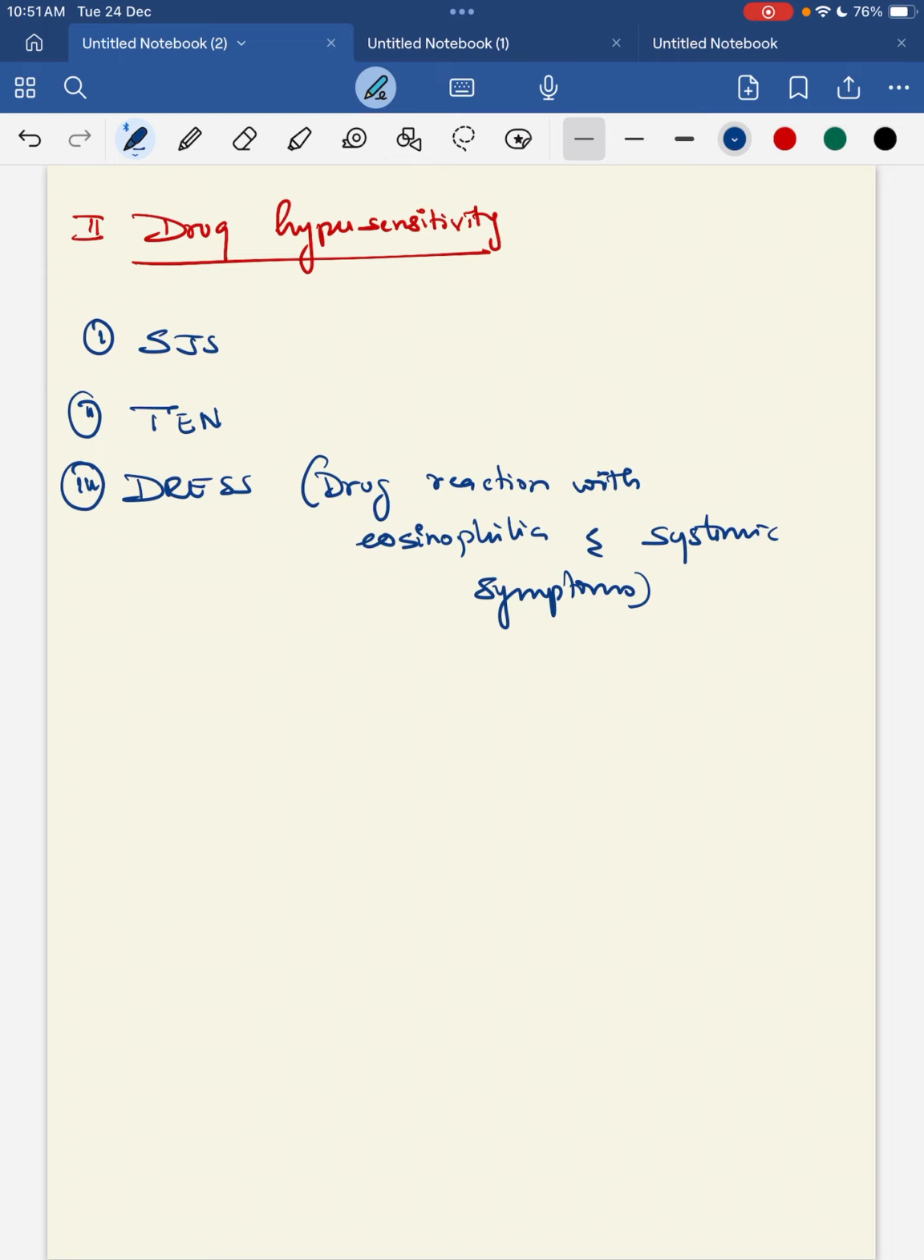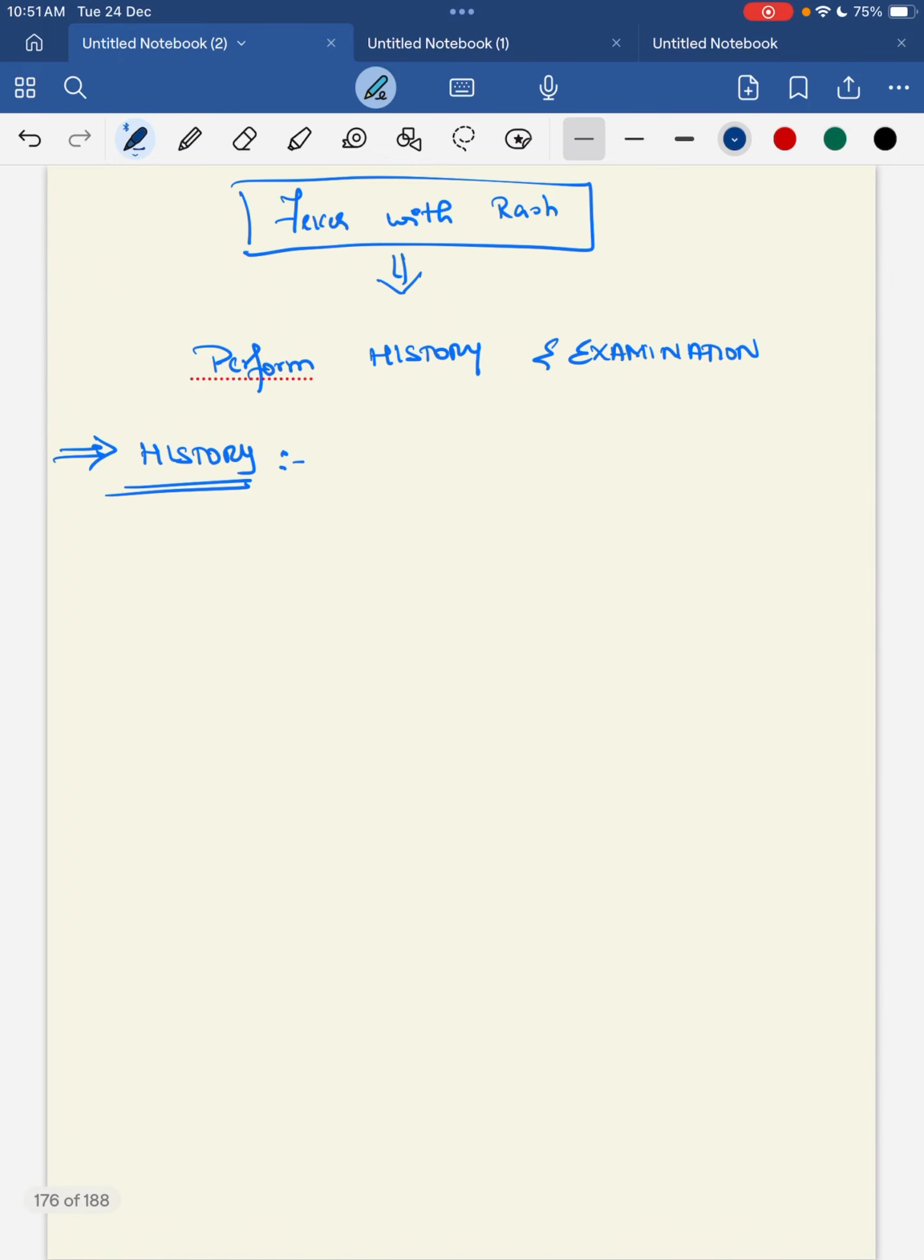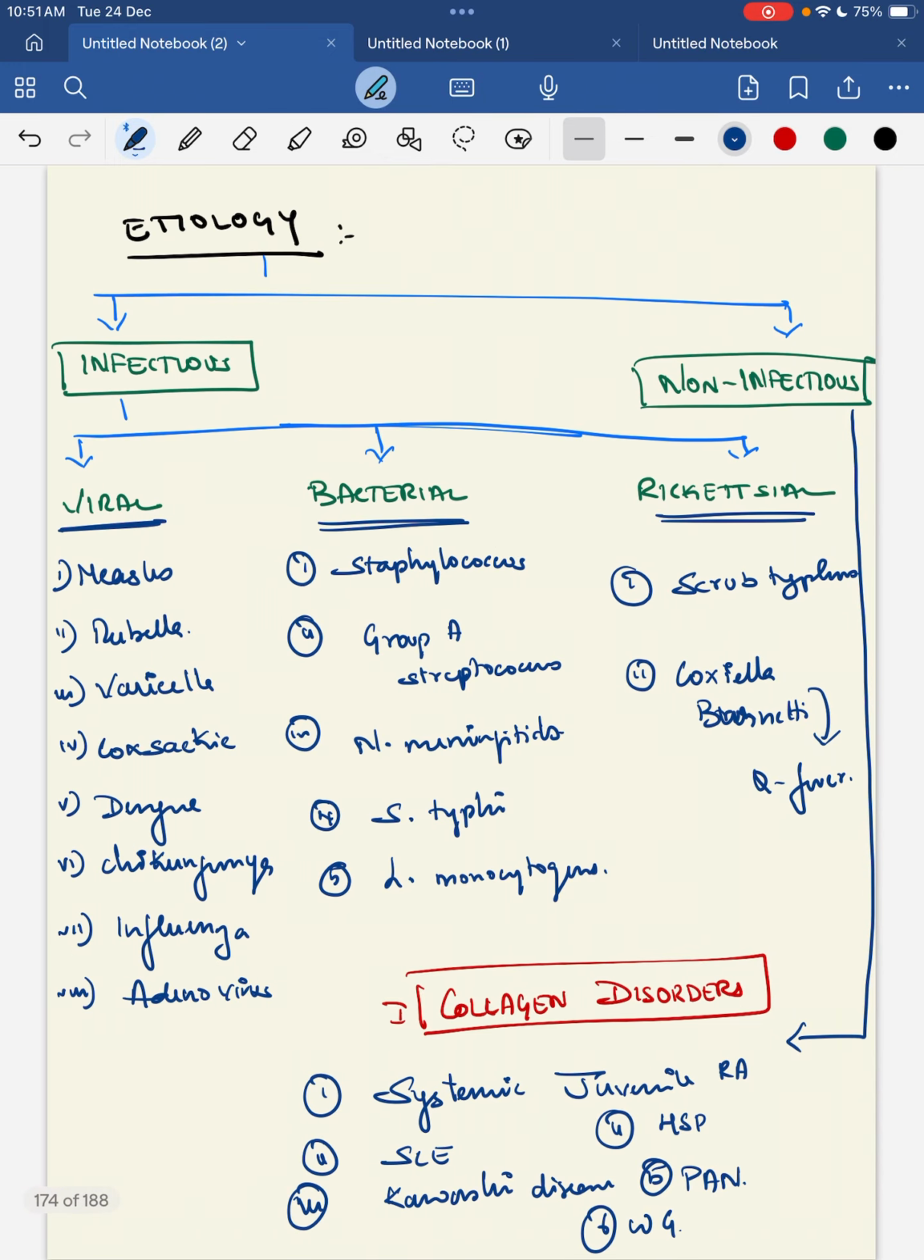So these are the etiology: one is your infectious, next will be your non-infectious. In infectious it is your viral, bacterial and rickettsial infection. Coming to non-infectious, you have collagen disorders and drug hypersensitivity reactions.